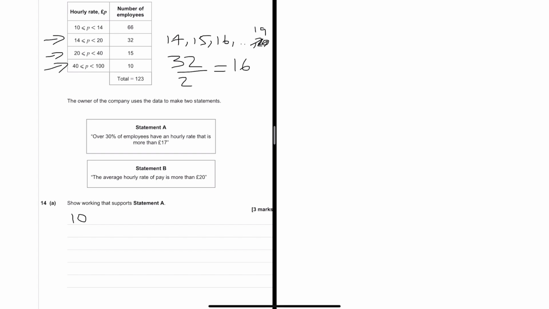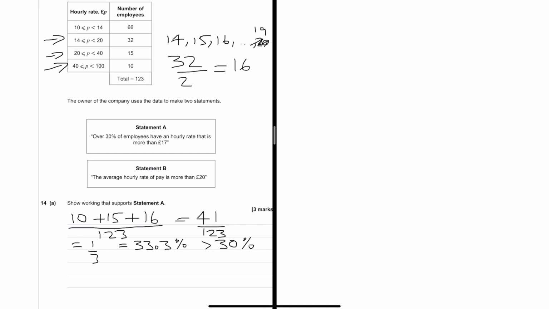So in that case, we'd have 10 plus 15 plus 16 employees on £17 an hour or more, which is 41 out of 123. And that is equal to a third, so 1 over 3, which we know is 33.3%, which is greater than 30%. So this would support statement A.